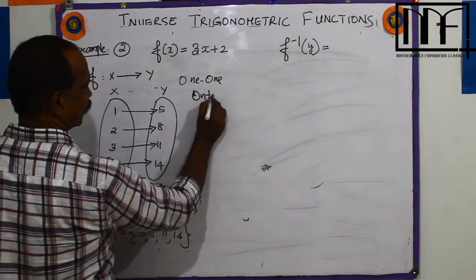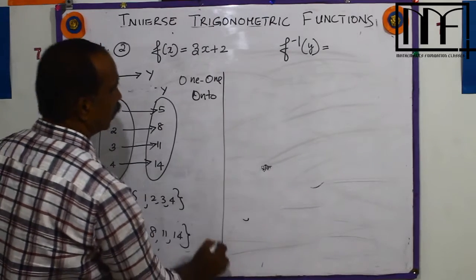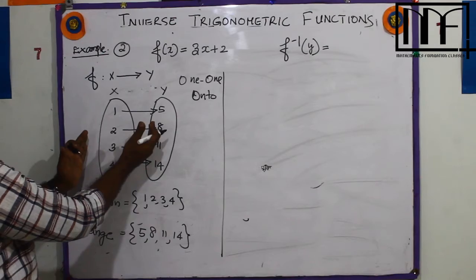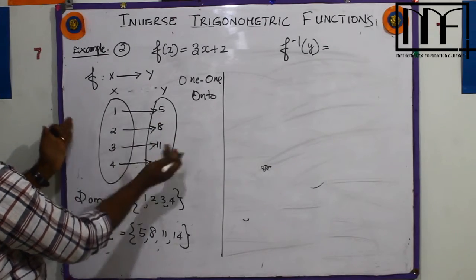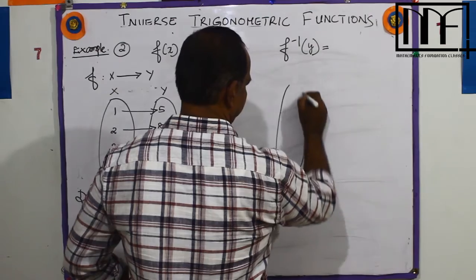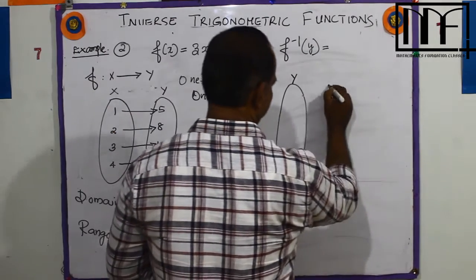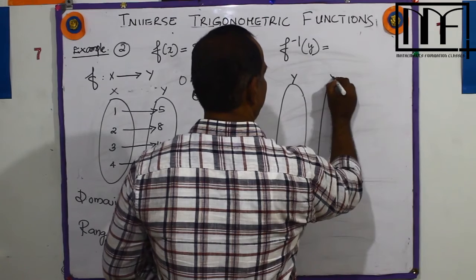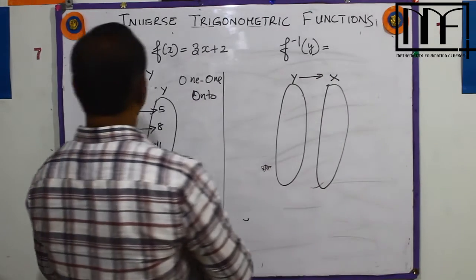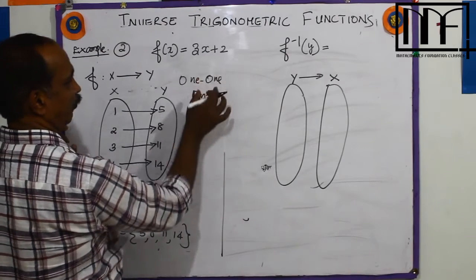Now since the function is one-one, and also it is onto, this function will have an inverse function. Now how can you find the inverse function? You can do it in two ways. Either you establish a relation after switching the two sets Y and X, so the codomain becomes the domain and the domain becomes the codomain. So f inverse is a relation from Y to X. This is f inverse.